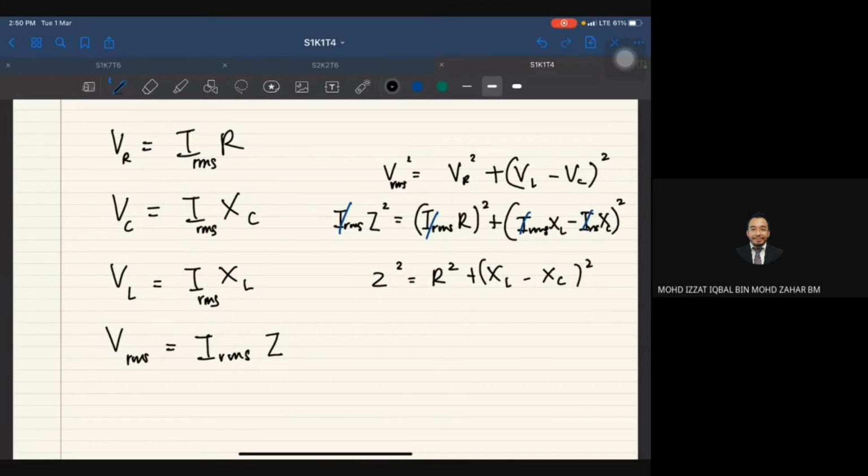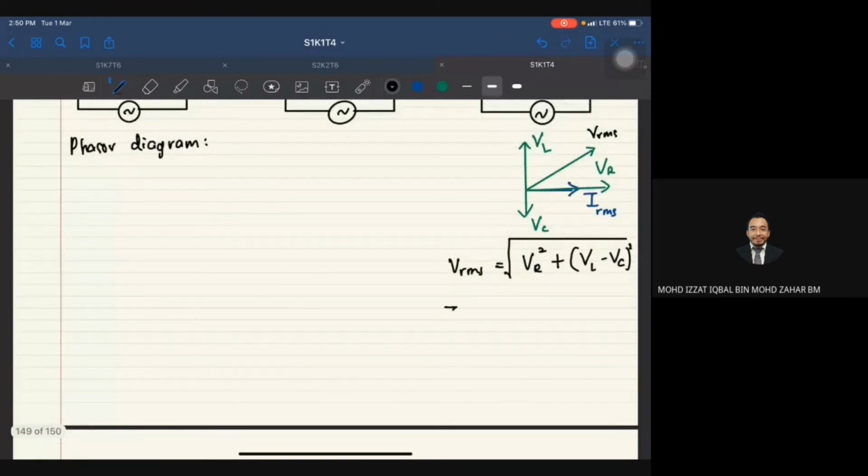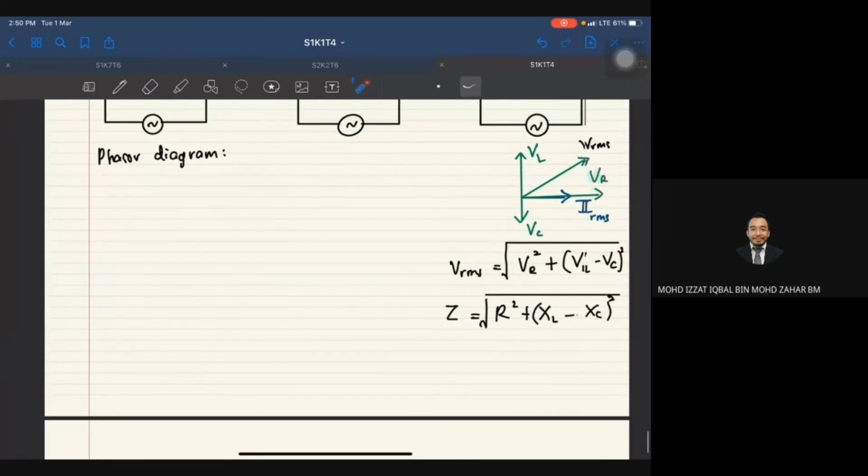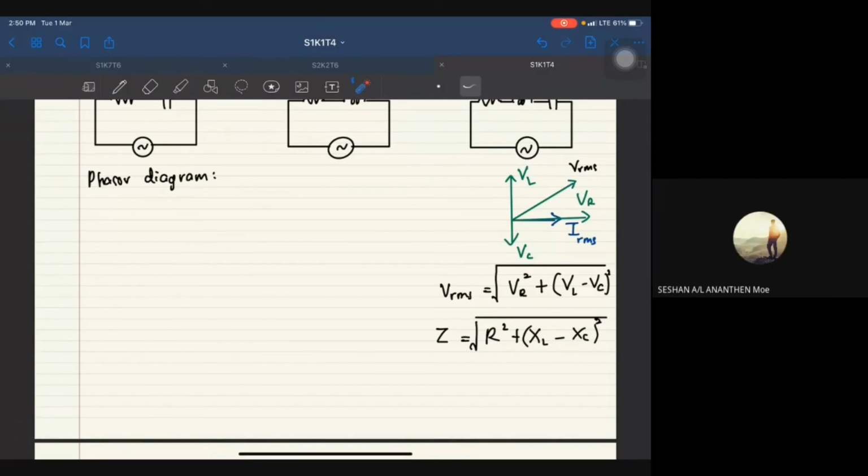Kalau saya take the square root, dia jadi macam ni lah. Dia akan jadi Z sama dengan square root of R square plus XL minus XC square. Saya tak ingat mana satu yang diberi dalam formula sheet. Salah satu ni diberi. Okay. So, tengoklah kalau dia kasi Z, then you can use Z. Tapi kalau dia kasi Z, kamu nak guna V, kamu masukkan je nilai. Dia tukar kepada V. Dia sama. Sebab dia I dia tu sama, so kamu boleh potong. Ini dua formula is very important. Okay. Understand or not? Yes, sir. Okay.